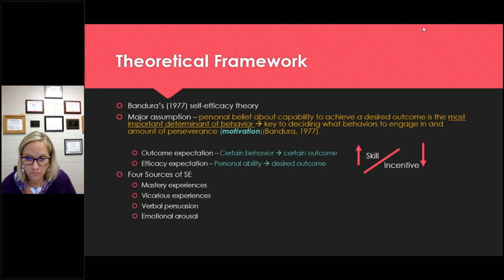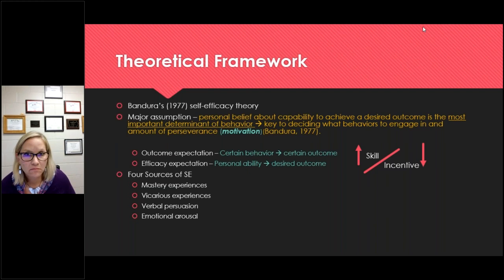Within that major assumption, there are two main concepts: outcome and efficacy expectations. Outcome expectation is your belief that a certain behavior will lead to a certain outcome. If I study really hard, I will get good grades. The efficacy expectation is more a personal estimation of your ability to produce a desired outcome. Do I have what it takes to study, those types of things, to get the good grades?